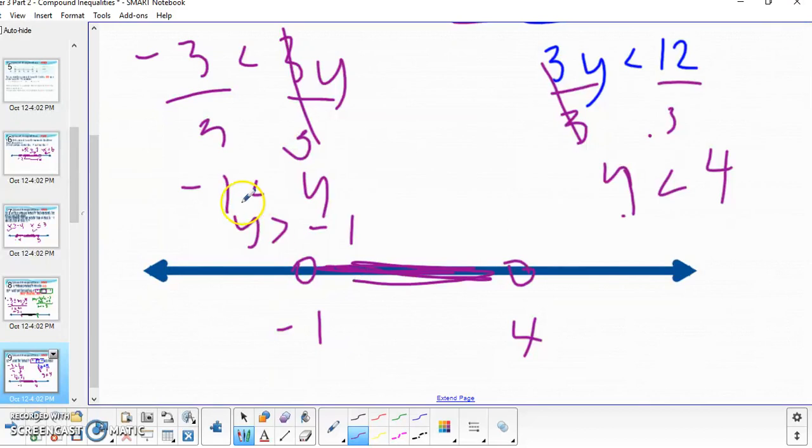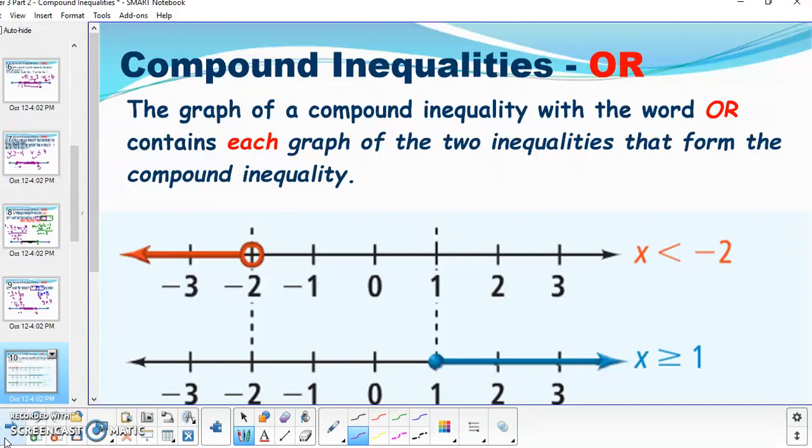Those are and examples. Well, some inequalities contain or. Here's a good place to pause the video and get the definition of an or compound inequality. I will continue. Or contains each graph of the inequalities that form the compound inequality. Or means they don't overlap.